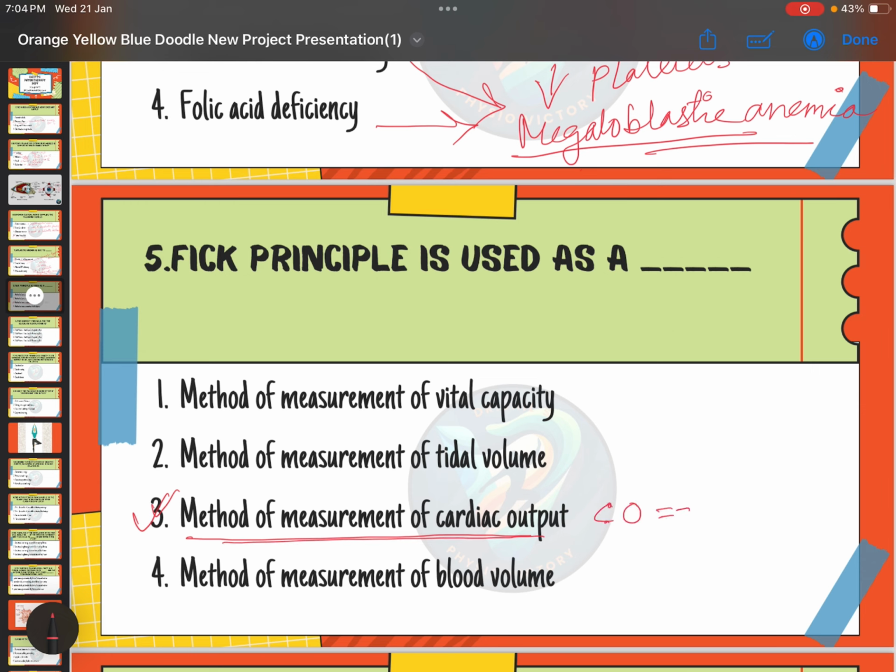Cardiac output is equal to oxygen consumption divided by arterial oxygen content minus venous oxygen content.